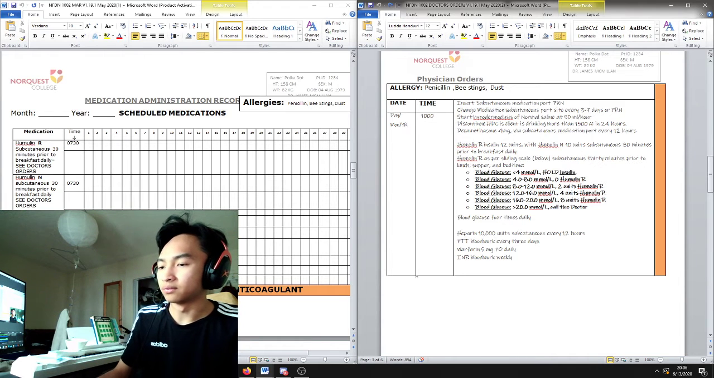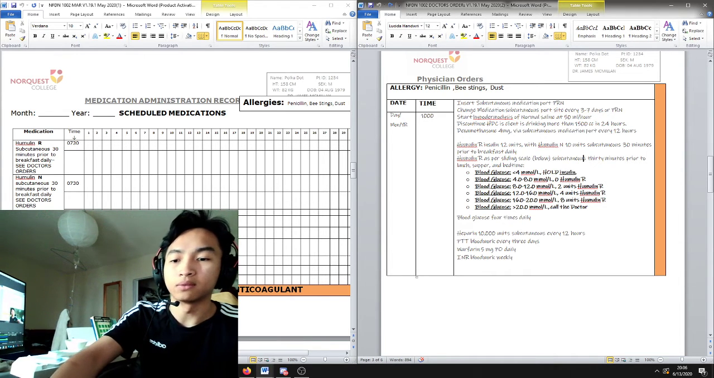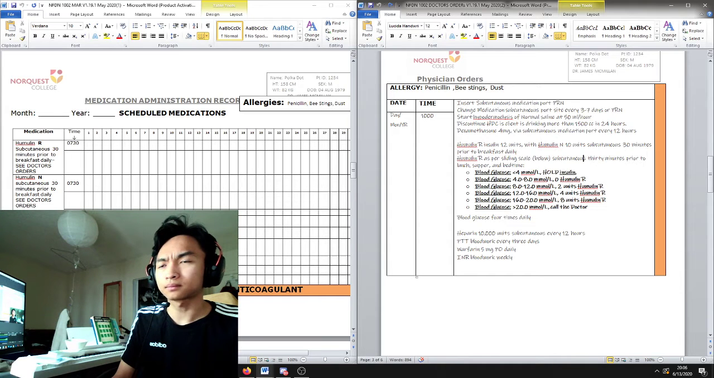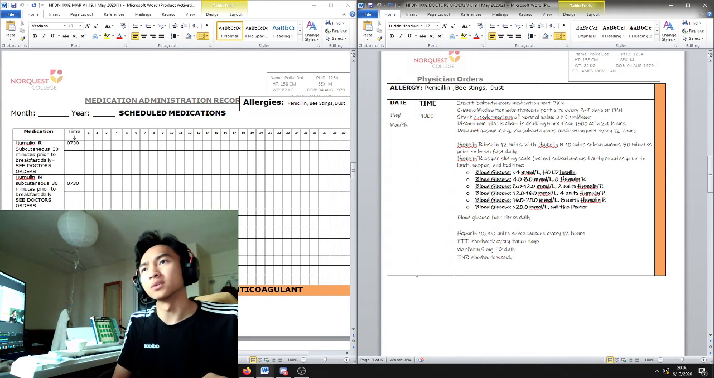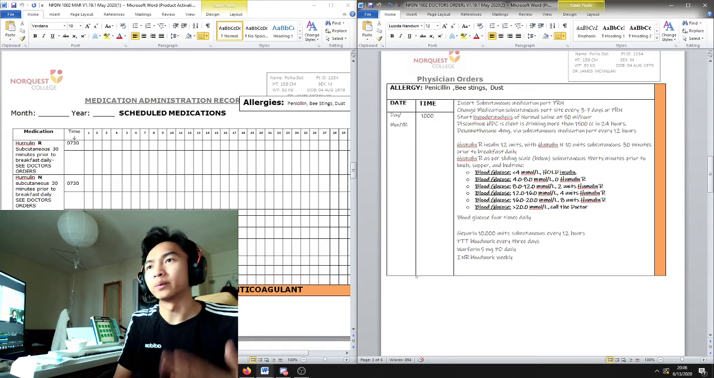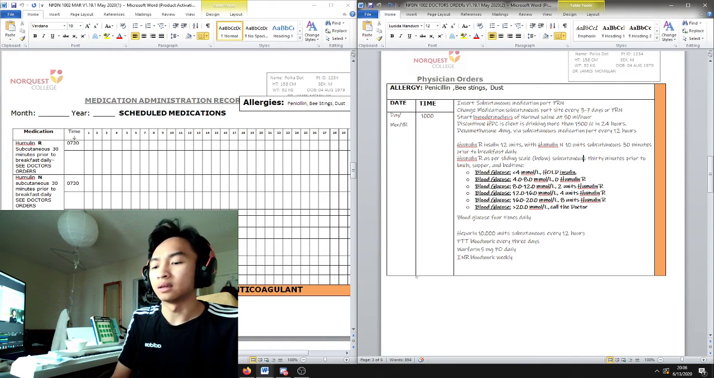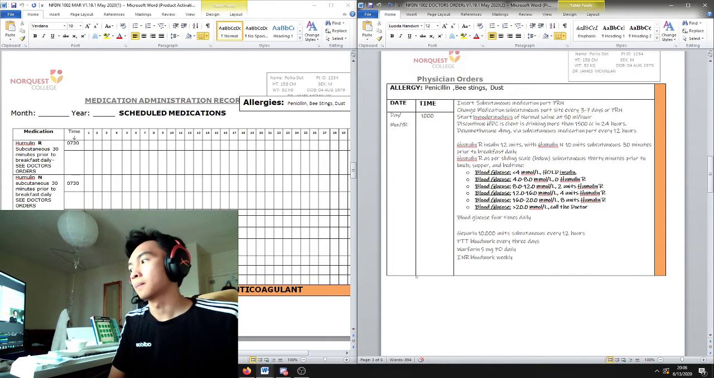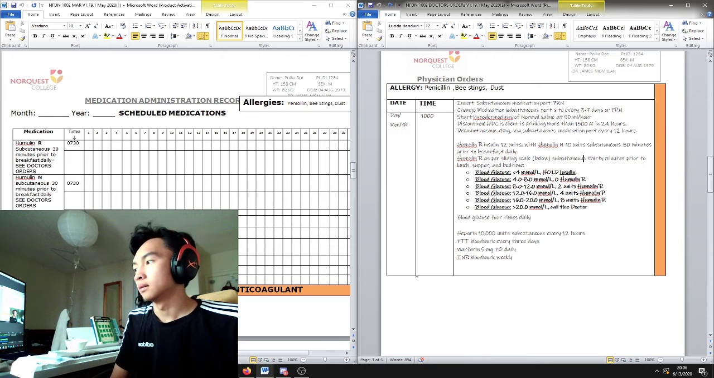And after doing so, ask the patient if they need anything else, put the bed to the lowest setting, put the guardrails up to reduce fall risk, and tell the patient to ring the call bell if they ever need anything else. And yeah, that is how you properly administer insulin to a patient.